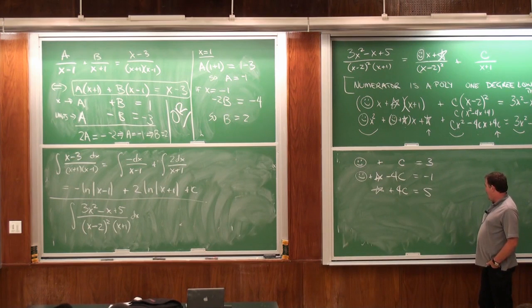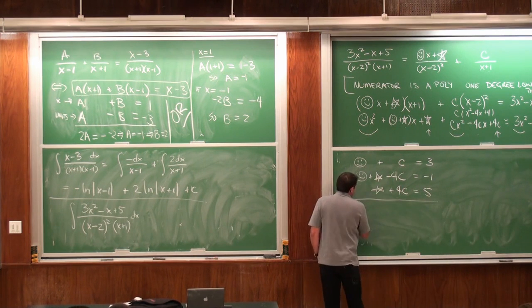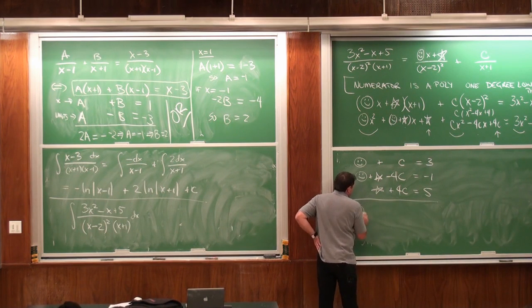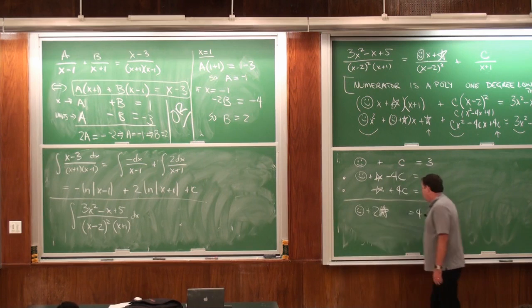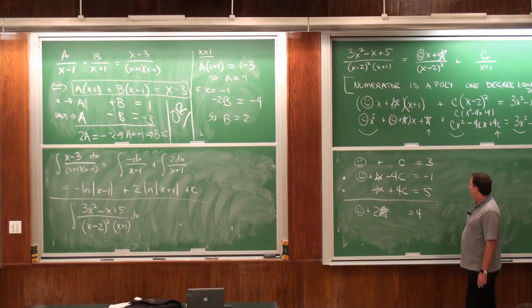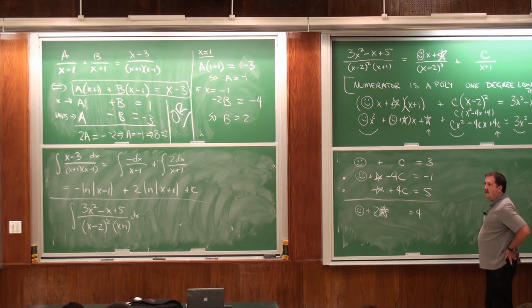So if I add these together, adding this one and this one gives me smiley face plus two stars equals 4, and did I make a mistake? Somebody's telling me I made a mistake. Where? Yeah, you have a question.